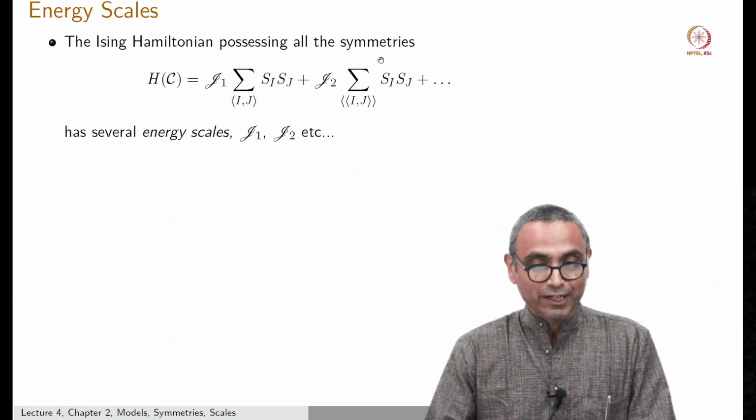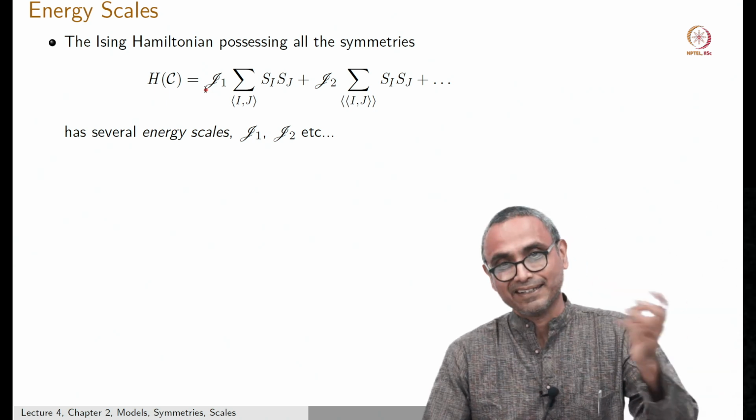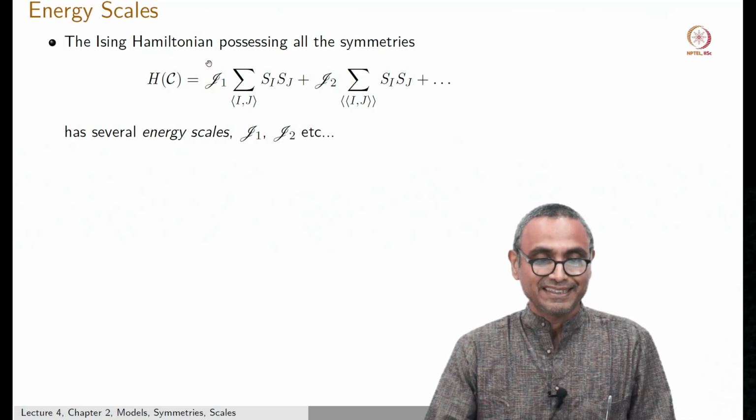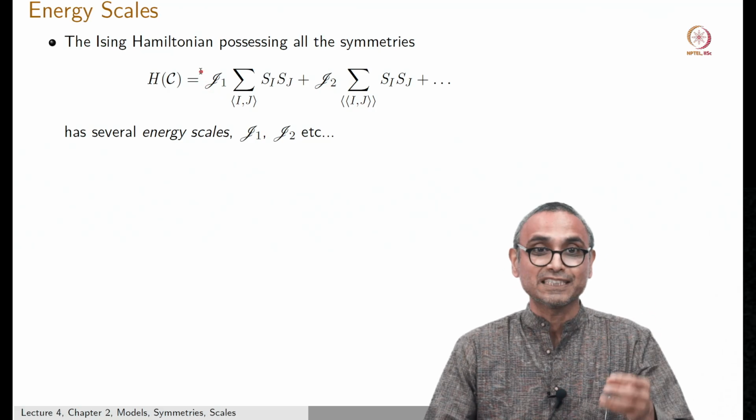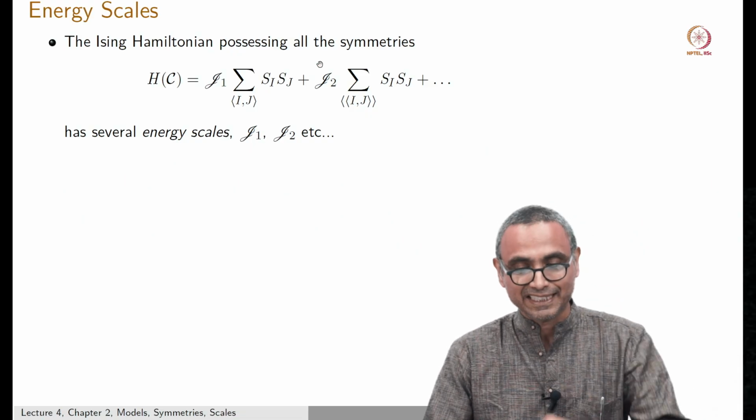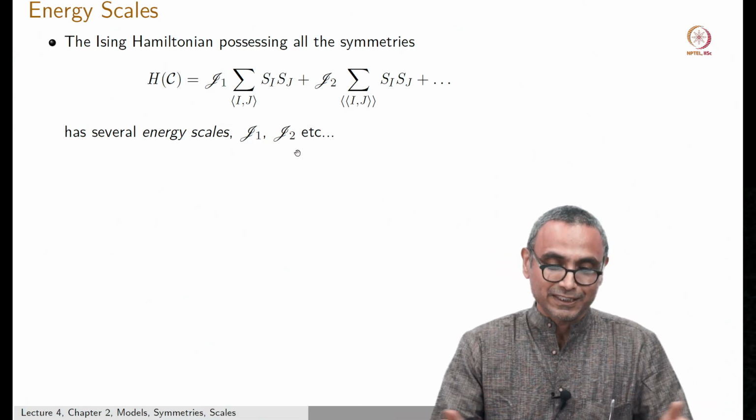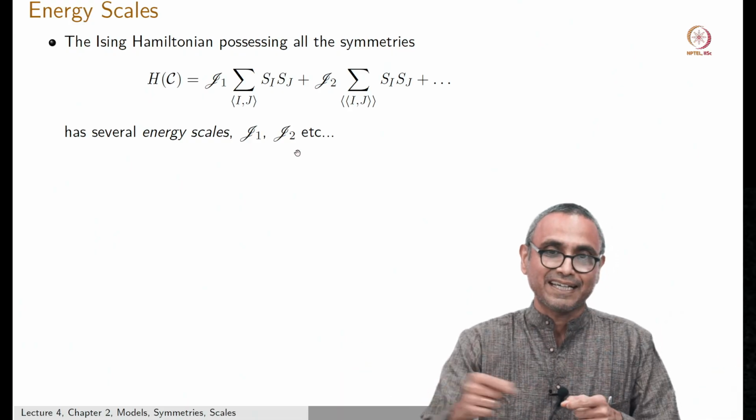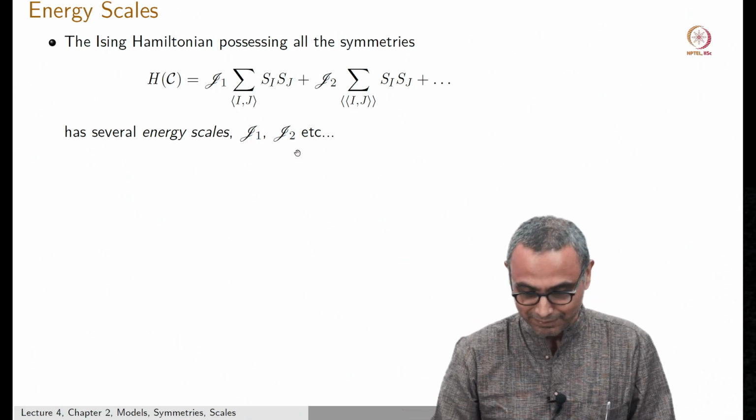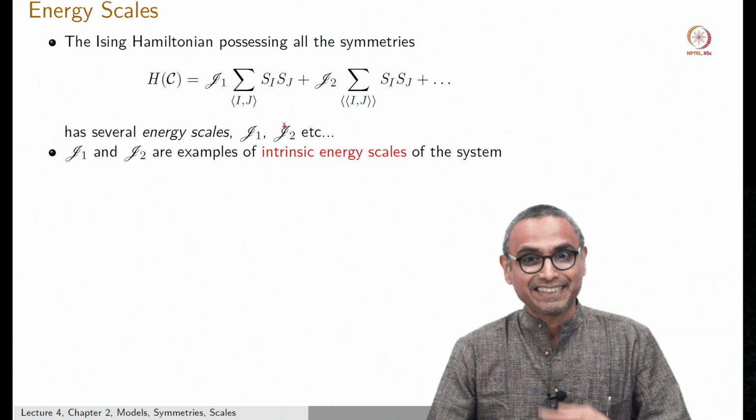The Ising Hamiltonian now possesses all the symmetries, namely the translational symmetry, rotational symmetry, the Ising spin internal symmetry. If you include all of this, then you will see that the coupling constants for two spin interactions are described simply by the nearest neighbor coupling constant, the next nearest neighbor coupling constant and so on. So formally there are an infinite number of coupling constants, because if I have taken an infinite lattice, I can have interactions between spins at any neighbor length. Okay. So these are examples of the intrinsic energy scales of the system.